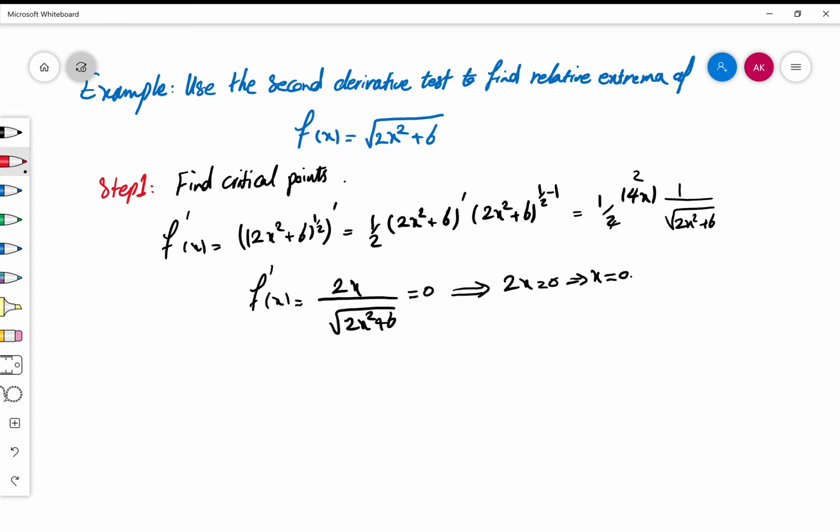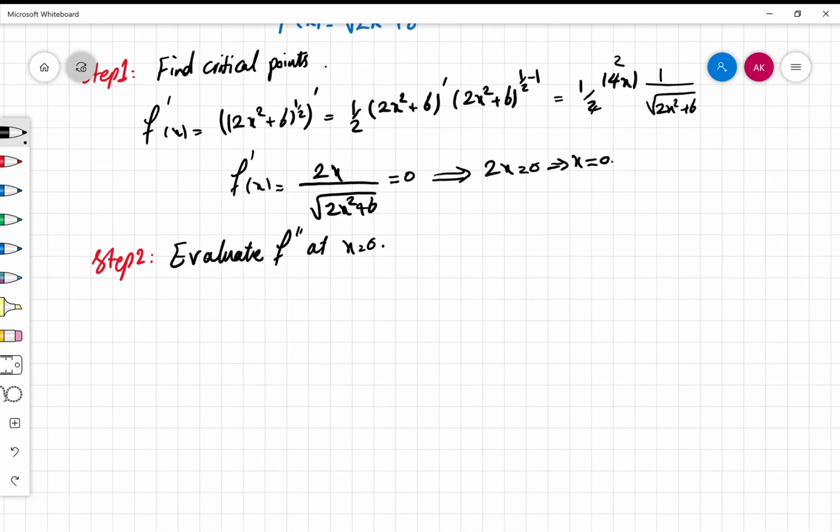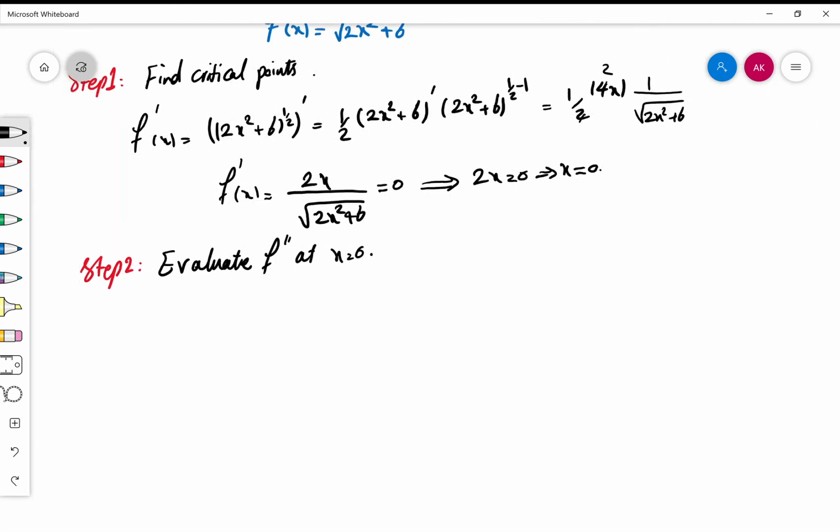So that's step 1. Step 2 is evaluate f double prime at that point. Well, here is just one point, at x equal to 0. But I need first to find what is f double prime. That's the derivative of this function here.